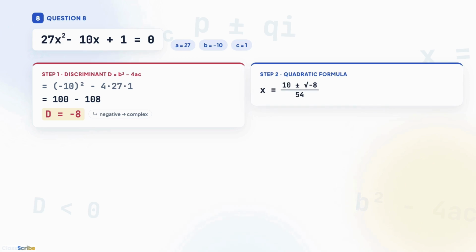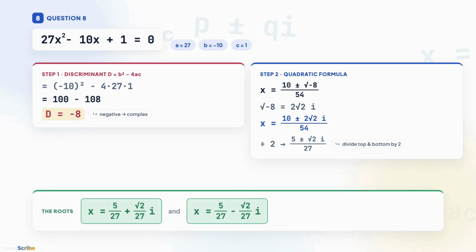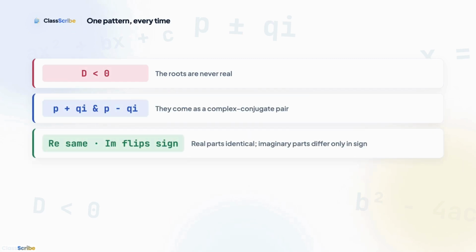Now substitute into the quadratic formula. x equals 10 ± √(−8) divided by 54. √(−8) can be written as 2√2 i. Substituting this gives (10 ± 2√2 i)/54. Finally, divide the numerator and denominator by 2. The roots become (5 ± √2 i)/27. So the two solutions are 5/27 + (√2/27)i and 5/27 − (√2/27)i.